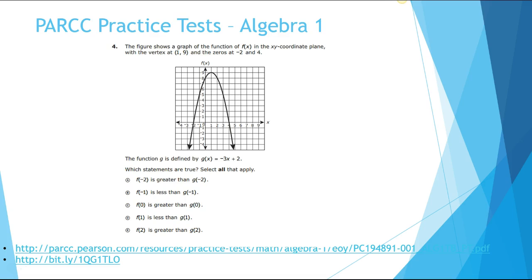The figure shows a graph of the function f of x in the xy coordinate plane with the vertex at (1, 9) and the zeros at -2 and 4. Then it goes ahead and gives them a completely different function down below. The function g is defined by g of x equals -3x plus 2. Which statements are true? Select all that apply. For some feedback on this question, a lot of teachers said that their students were so caught up in all of this information that they completely missed this information. So this might be something where you model that they graph it to be able to answer these questions.